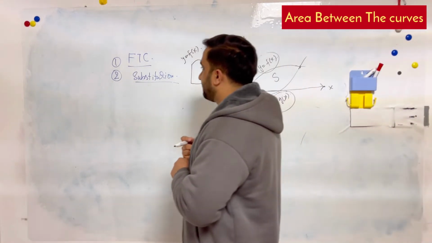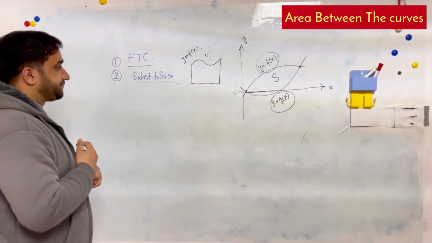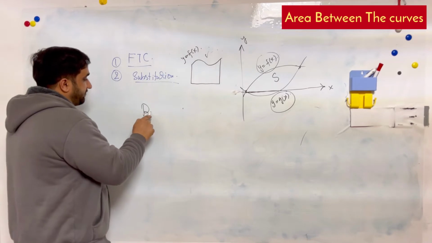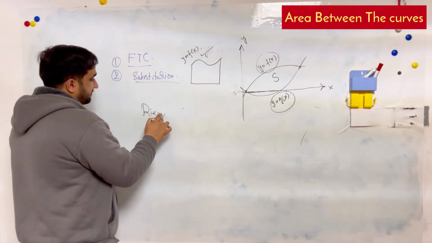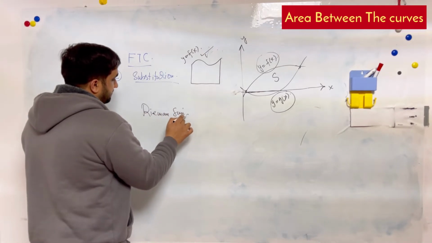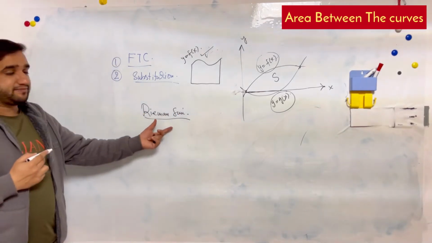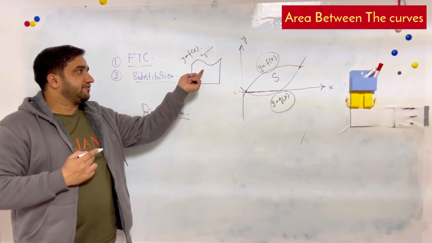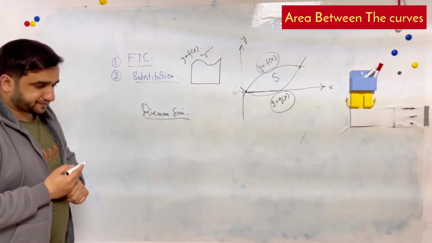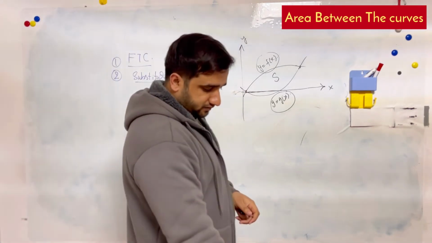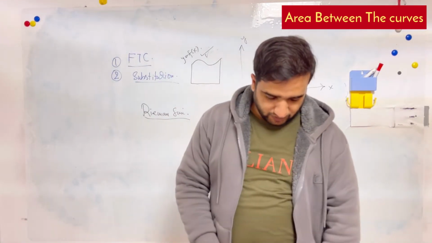Can you tell me the Riemann sum formula for this shape, which we have done previously? What was the Riemann sum formula for the area under the curve? You have to give me.